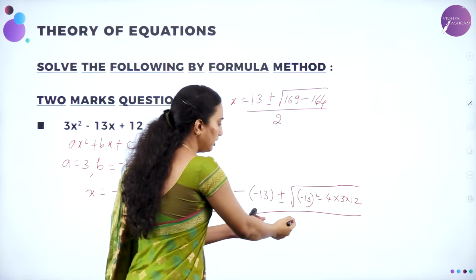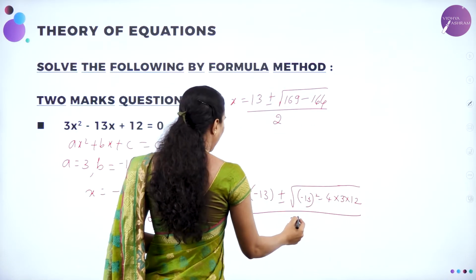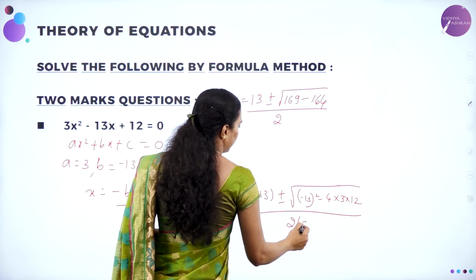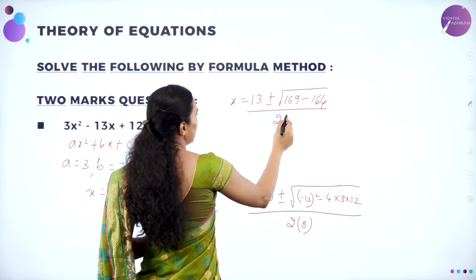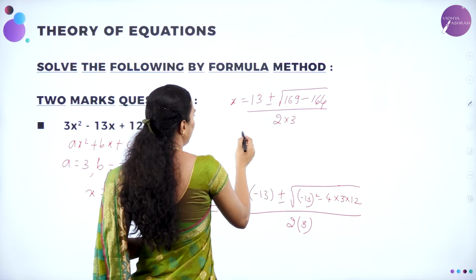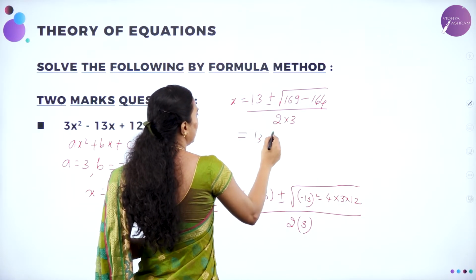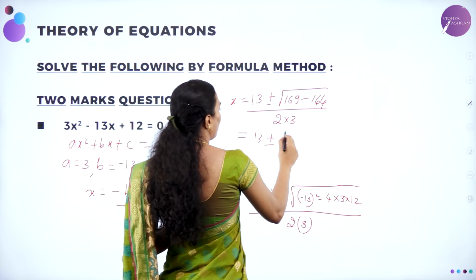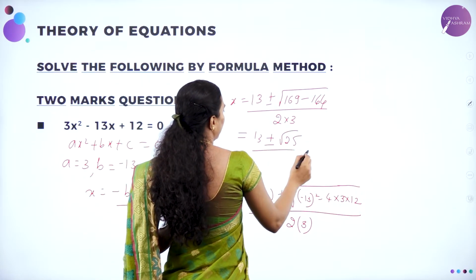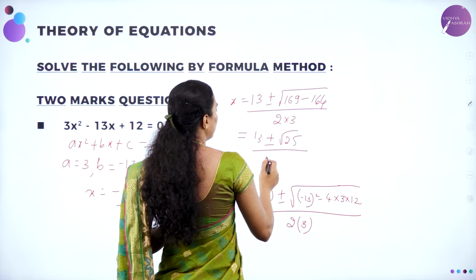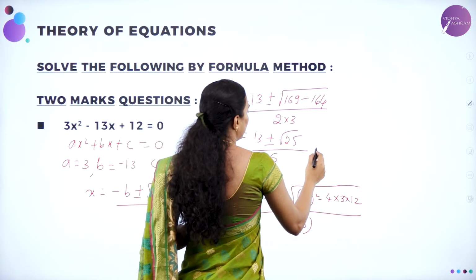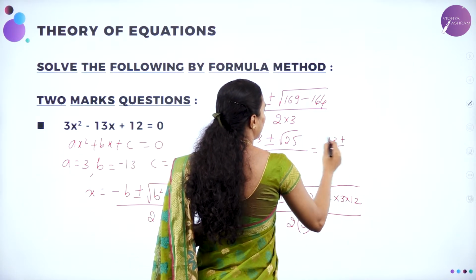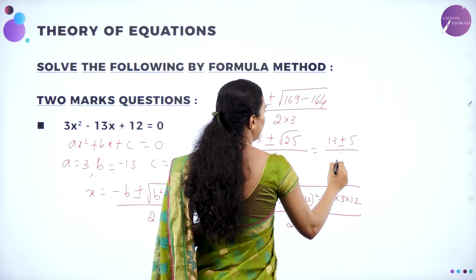So 144 divided by 2 into a. I forgot to substitute the a value here. 2 into a is nothing but 3, so 2 3s are 6. So therefore solving this further, 13 plus or minus 169 plus 144 gives you root of 25, divided by 2 3s are 6. Otherwise 13 plus or minus root 25 is 5, divided by 6.